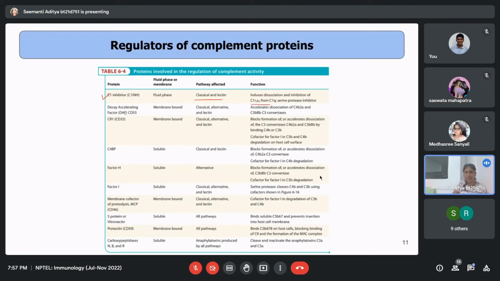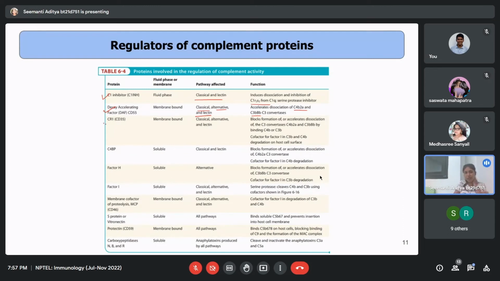Again, decay accelerating factor affects all 3 pathways: classical, alternative, and lectin. It will accelerate the dissociation of C4b2a and C3bBb. So it will bind to the C3 convertase, and the complex of C4b2a or C3bBb will be dissociated, and thus the C3 convertase is not formed.